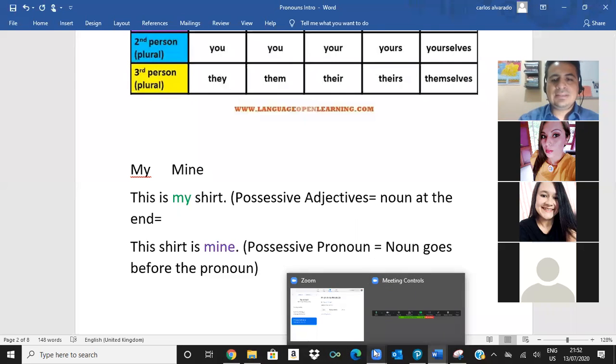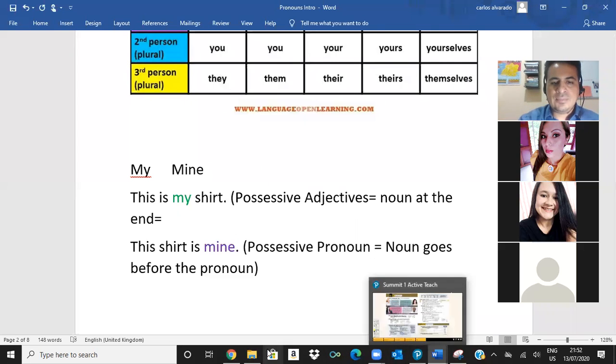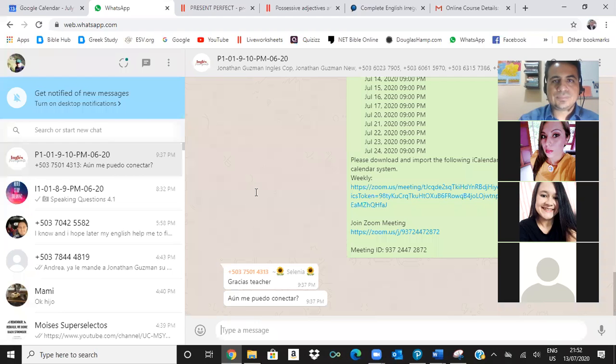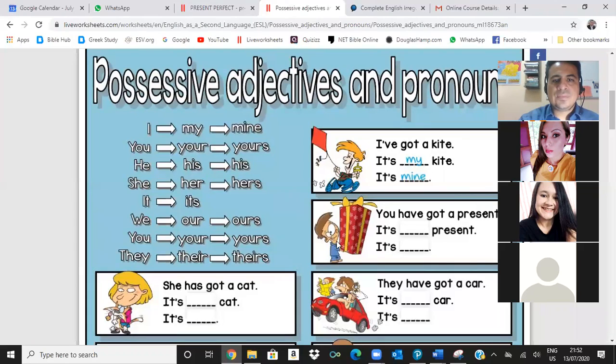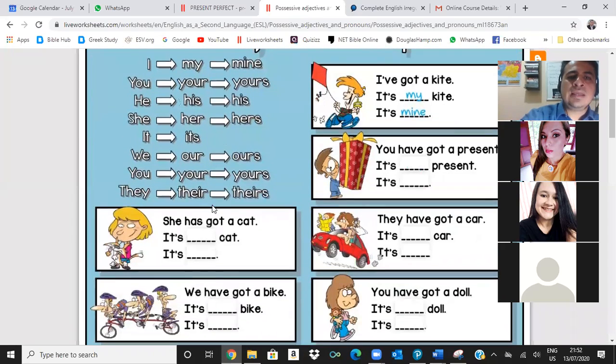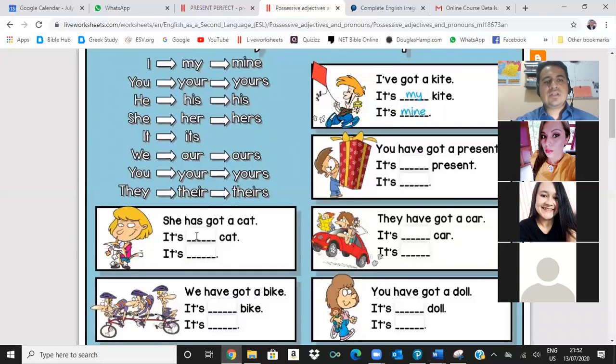Quiero que antes de ir a hablar, quiero mejor que me ayuden con una worksheet. Help me with this, okay? I have an example here. I is the subject, possessive adjective, my. Possessive pronoun is mine. So aquí está el mismo cuadrito, el que estábamos viendo, solo que yo lo tenía ya color. Okay, so let's look at this example.